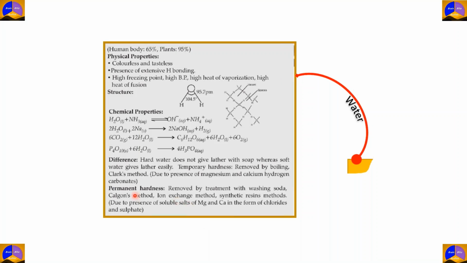The second is known as Calgon's method. Now Calgon's method uses zeolite, that is sodium aluminum silicate, to remove the permanent hardness of water. The other methods in use are the ion exchange method and the synthetic resins method. Now that completes our portion regarding water.